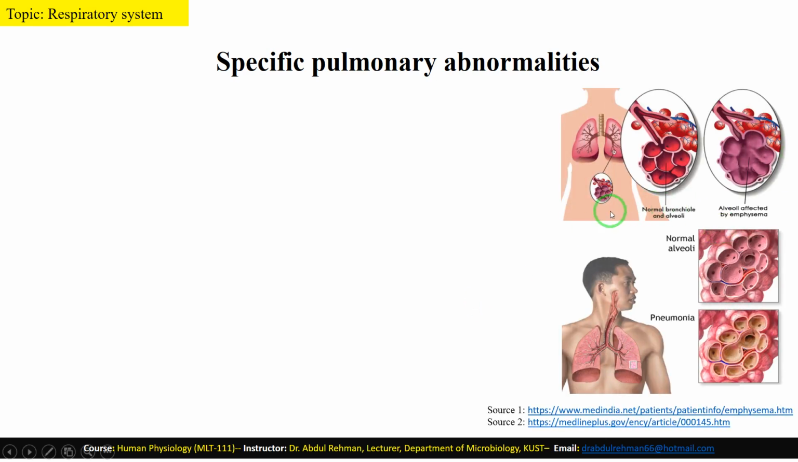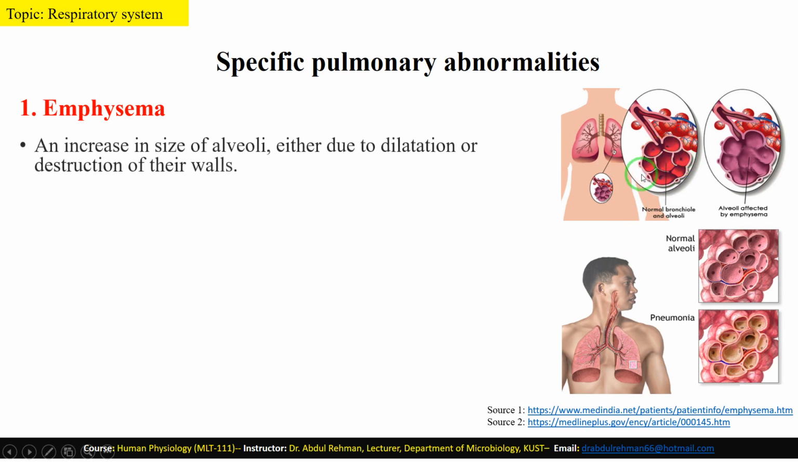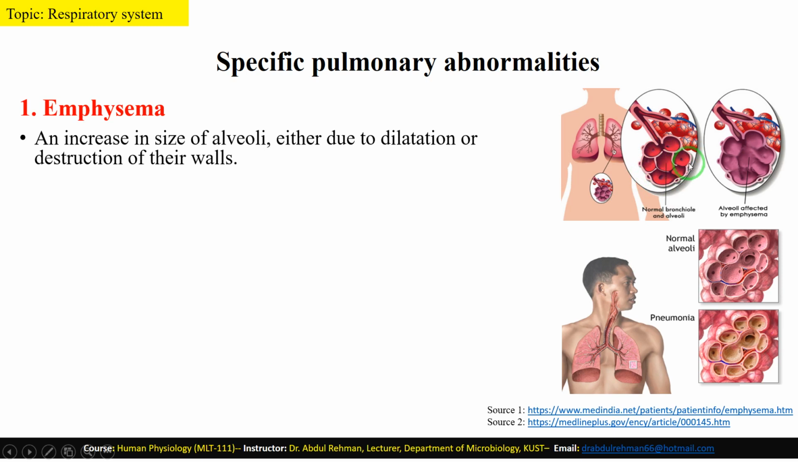Here you can see there are specific pulmonary abnormalities. The first one is emphysema, where the size of the lung alveoli becomes increased either due to dilation or some microbial infection that destroys their walls. As a result, a person can feel difficulty in breathing, and if this condition persists for a longer period of time, then it can be responsible for death.